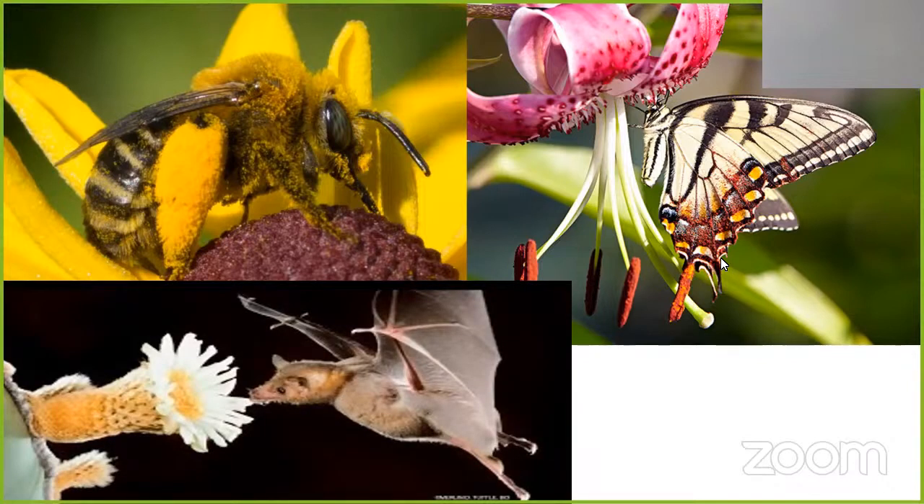This is a bat providing pollination services. Anyone know what it's providing pollination services to? I'll give you a hint. It's very important in my son's life in university. This is the mezcal plant from which tequila is produced. Do you all have tequila here? So this is a bat pollinating or fertilizing a tequila flower. And if there were no bats pollinating tequila flowers, my son's college experience would have been ever so much worse or better, depending on the way you look at it.